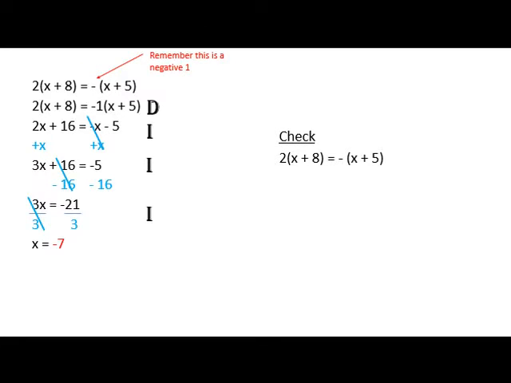We're going to start with the original equation, substitute in negative 7 for x, and follow the order of operations to solve. We're first going to combine the parentheses. Negative 7 plus 8 equals 1, and negative 7 plus 5 equals negative 2. On the left-hand side of the equation, 2 times 1 is 2, and negative 1 times negative 2 is negative 2. So the problem checks out.